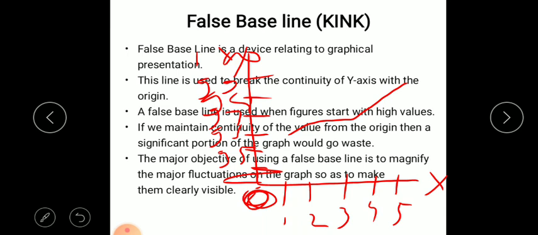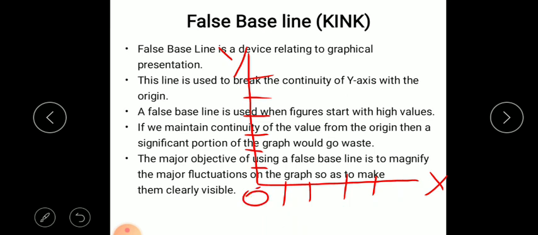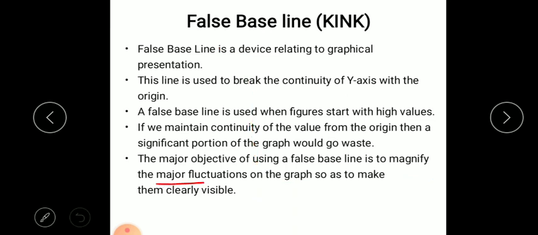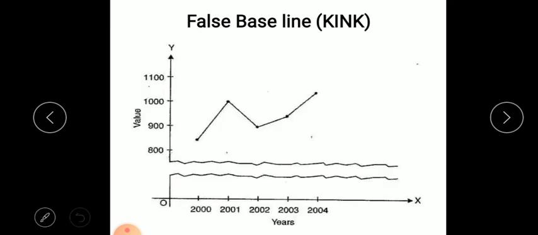So this is one more advantage or objective of why a false baseline is used. A false baseline is used basically to magnify the fluctuations that are happening and to make them very clearly visible. So that is one of the major objectives, to magnify the fluctuations. Let us see how this is used.